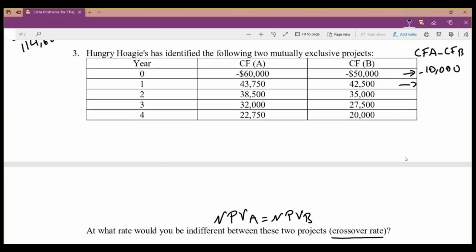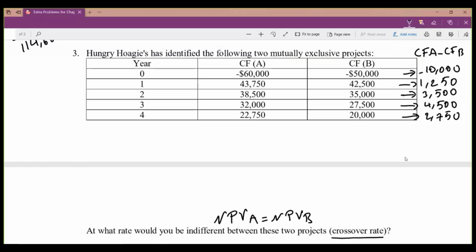Then I have 43,750 minus 42,500. So 1,250. 38,500 minus 35,000. So this is 3,500. Then 32,000 minus 27,500. This is 4,500. And finally here I have 2,750. So this is the first step. You simply compute the incremental cash flows.